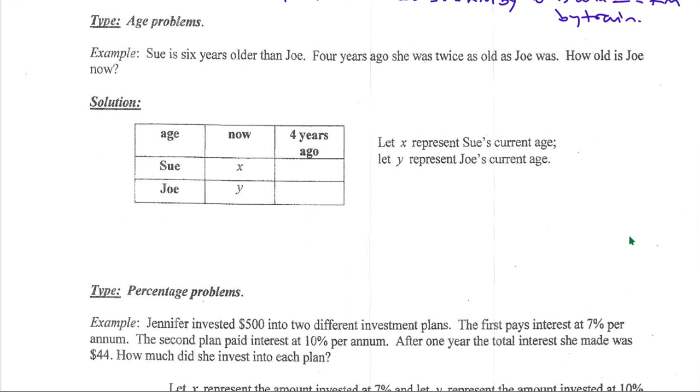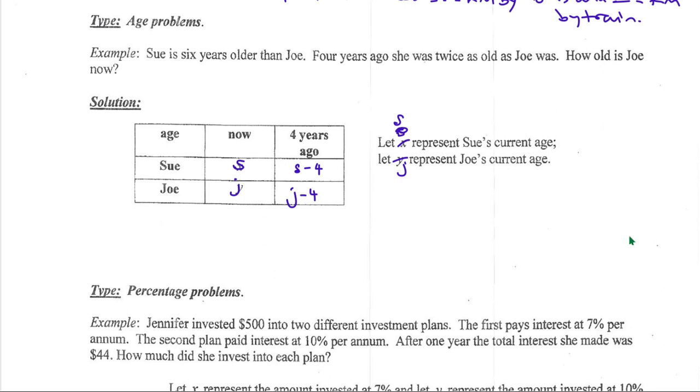Okay, so let's take a look at this. They've already started with the let statement. I'm actually going to take it out. If we're going to use variables, let's use S and J. Be careful with S. It can't look like a 5. So you've got to make it really curly so it doesn't look like a 5. Okay, so Sue is S years old now, and Joe is J. 4 years ago, Sue was S minus 4 years old, and Joe was J minus 4 years old.